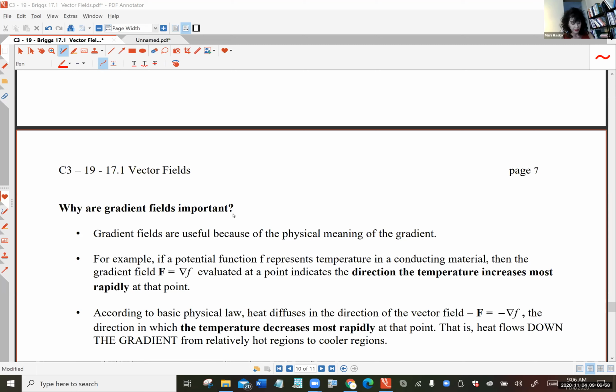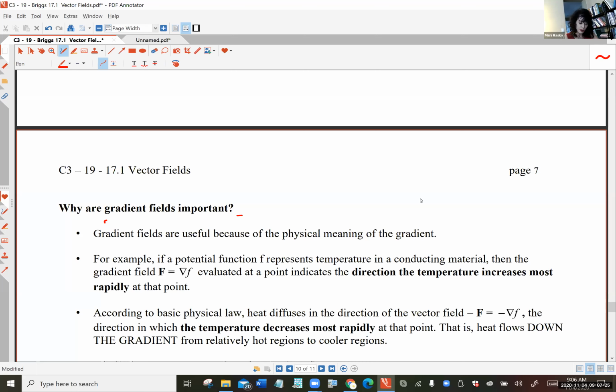Because in the physical world, they're useful because there is a physical meaning to it. So if a potential function represents some temperature, say in some conducting material, then the gradient field, that's a vector field, evaluated at a point, gives you the direction the temperature increases most rapidly at that point. And we talked about this when we went over gradients like 2 months ago.